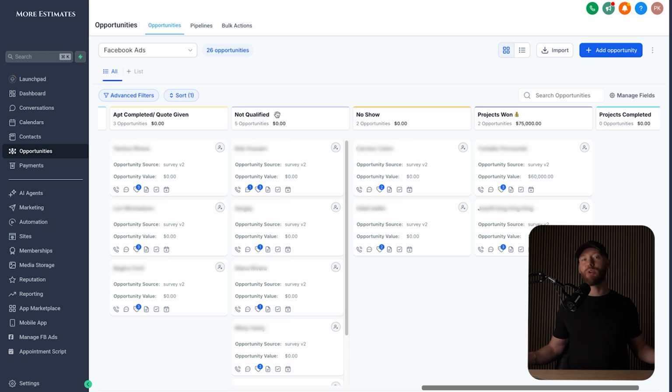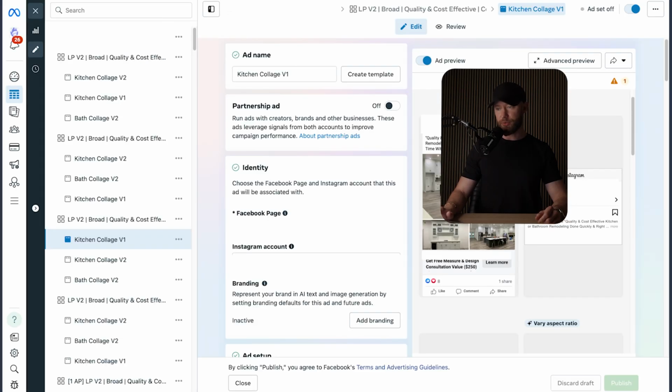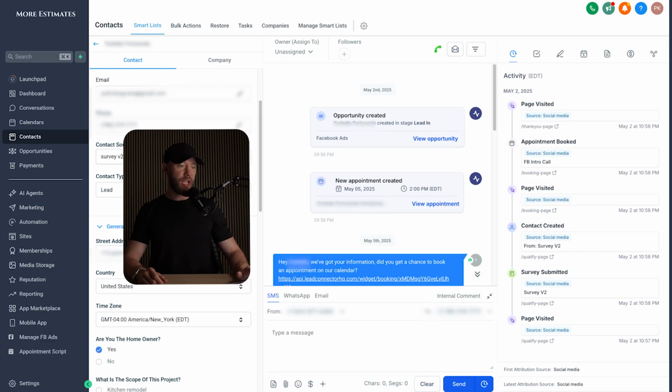Of course, not everyone we generate is going to be perfectly qualified for your services. And by the way, these are full remodels, right? These are people that are interested in remodeling a kitchen or a bathroom and so forth. This is one of the leads that we had that brought in around $60,000 in revenue. And as you can see here on the right-hand side, May 2nd, which is a couple weeks ago, the page source is social media.